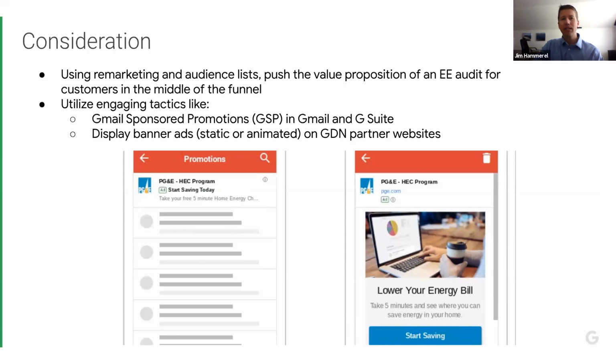And so we'll use tactics like GSP, which allows us to target people who have a Gmail inbox, and that could be either Gmail for their personal use or G Suite for their business use. A lot of companies out there are using G Suite as their website and email backbone. And then also targeting people through GDN ads, both static and animated, through GDN's partner websites, which includes millions of web pages and websites out there that we have access to.